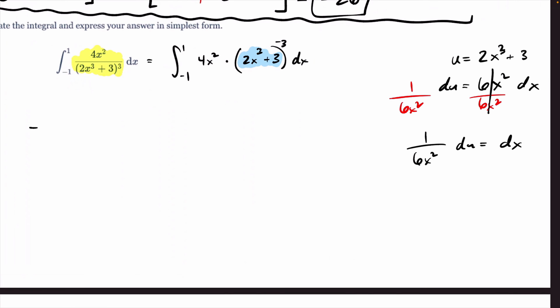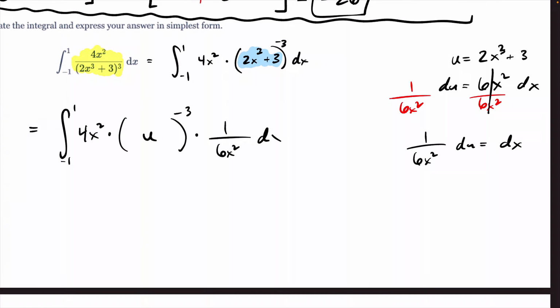Just like you did last week, substitute. 4x squared times, instead of 2x cubed plus 3, that's where my u goes. And then instead of dx, I got 1 over 6x squared du. I only want u's. Remember, I don't want x's. They have to cancel out for this to work, and they do. x squared and x squared. And in fact, the 4 and the 6 will simplify to 2 over 3.